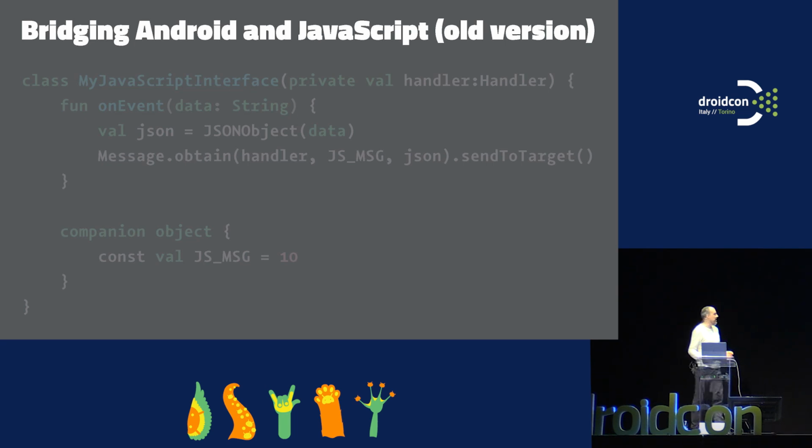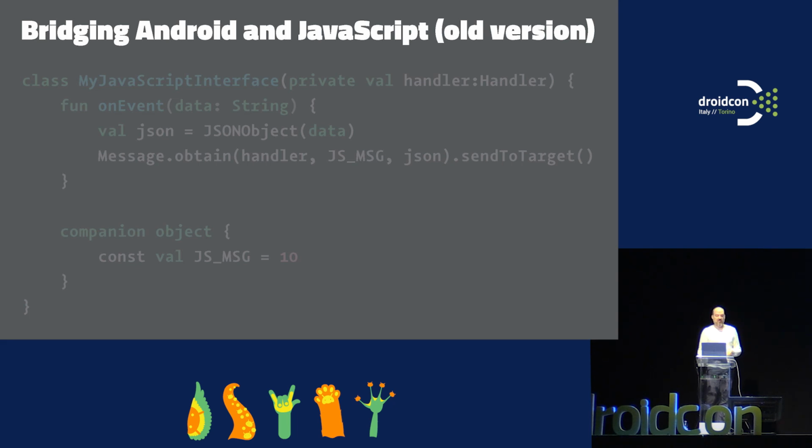So we start by creating a class. We just call it MyJavaScriptInterface. We pass it a handler. We don't have to pass it a handler, but you should do that. And then we have one function here called onEvent. It takes a string. We assume that this string is JSON, so we deserialize it to a JSON object.